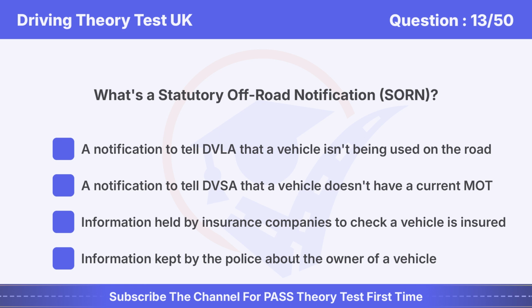Question 13. What's a statutory off-road notification? SORN.